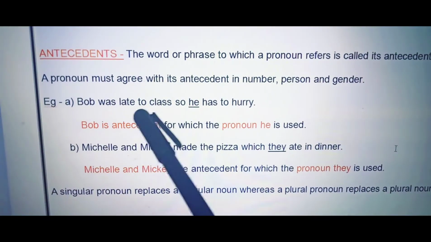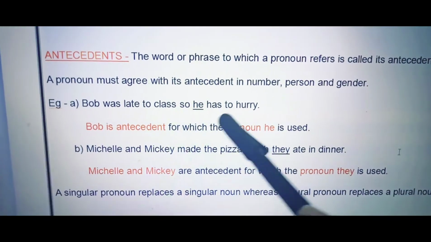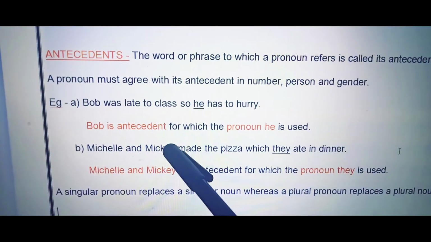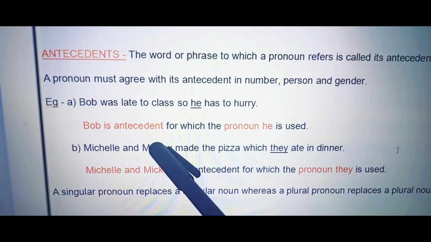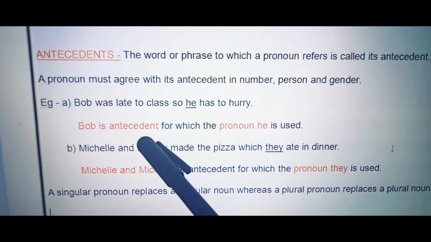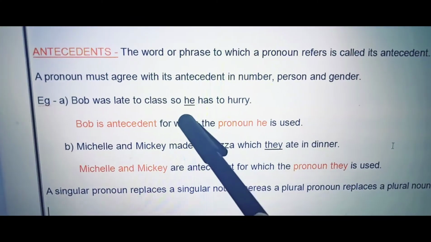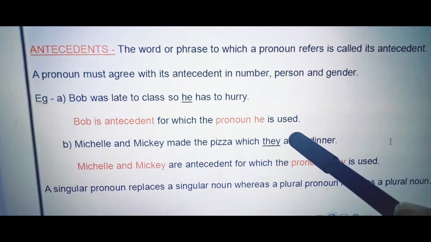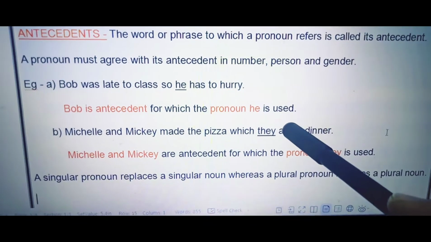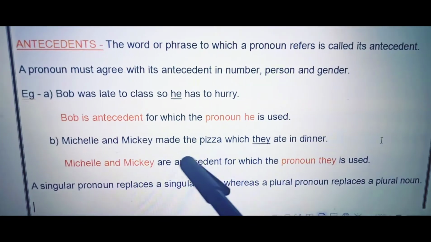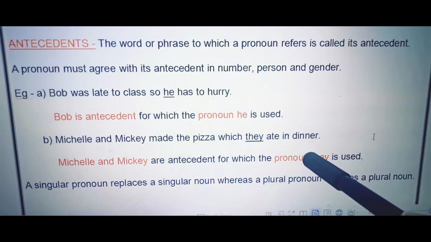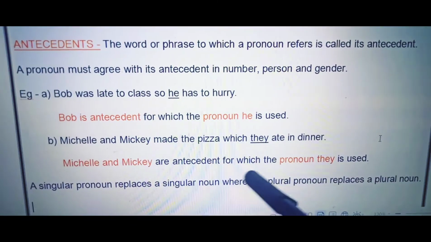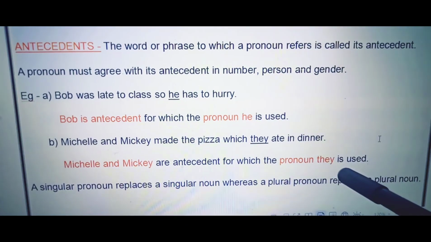Bob was late to class, so he has to hurry. Here, Bob is the antecedent. This is the word for which we are using the pronoun he. So Bob is the antecedent for which we have used the pronoun he over here. Let's have a look at another example. Michelle and Mickey made the pizza which they ate at dinner. Here, Michelle and Mickey are the antecedents for which we have used the pronoun they.